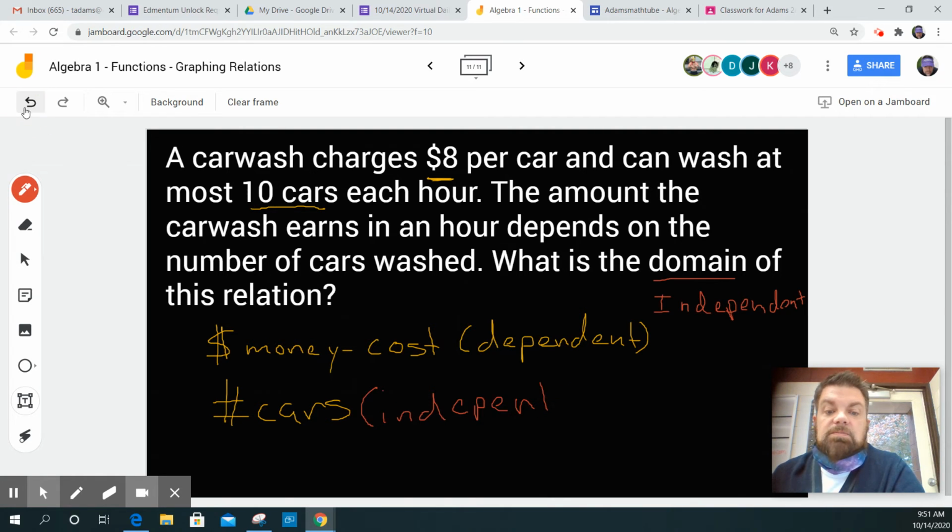So now to define the domain, and now that I've identified which one is independent, the domain then is all the possible values that I can have based on that. So how many cars could I have? Well, I could have 0 cars. I could have 1 car. I could have 2 cars. I could have 3 cars. What's the most cars I can have in 1 hour? 10.